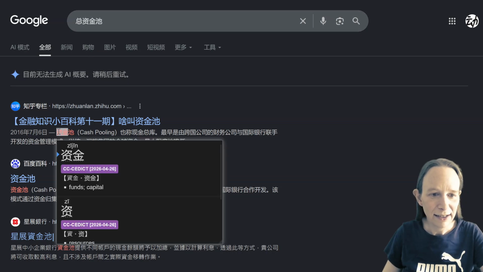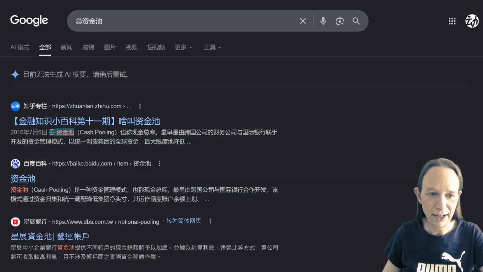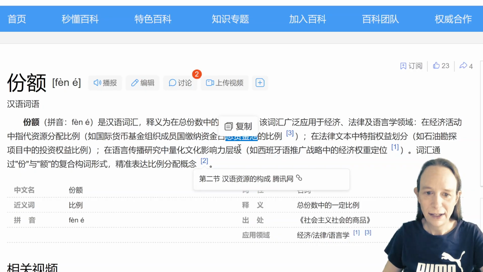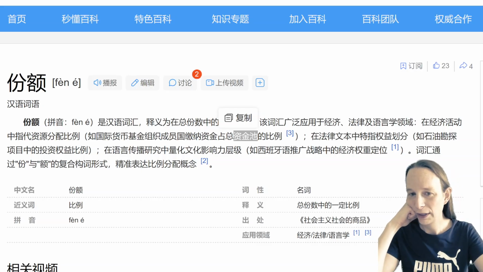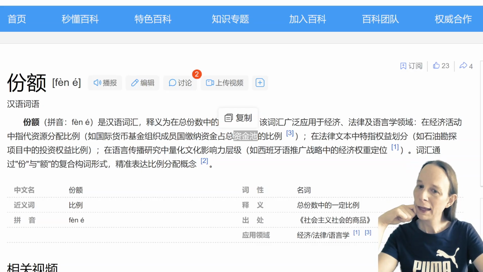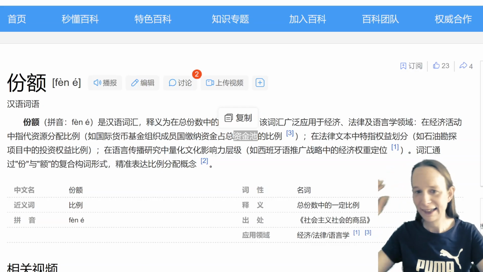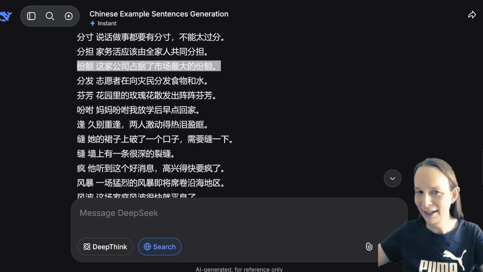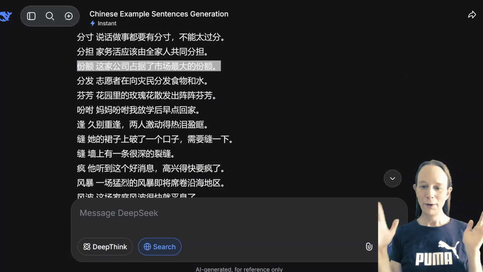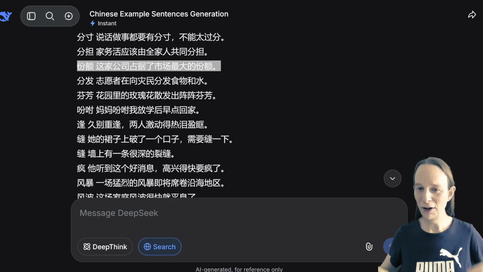Okay. So 资金池. Okay. So the entire 资金池, finance pool. So yeah, it's kind of like a proportion of money. So from context you can infer what it is a portion of.